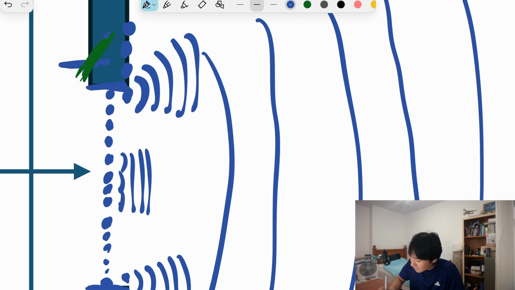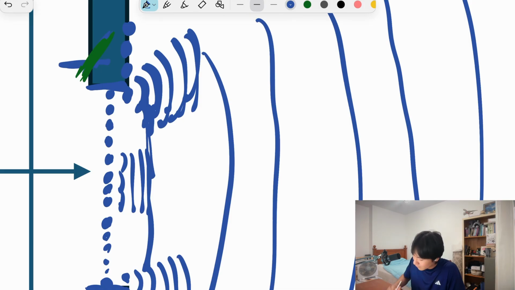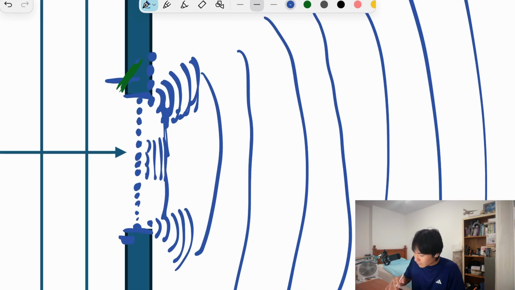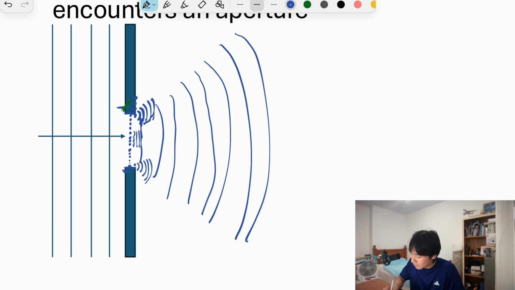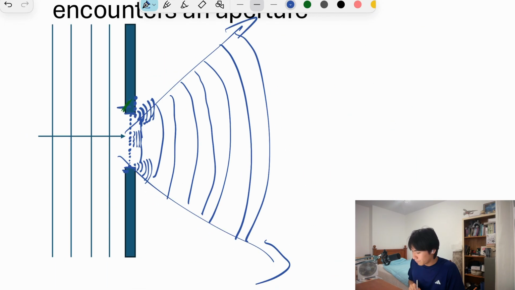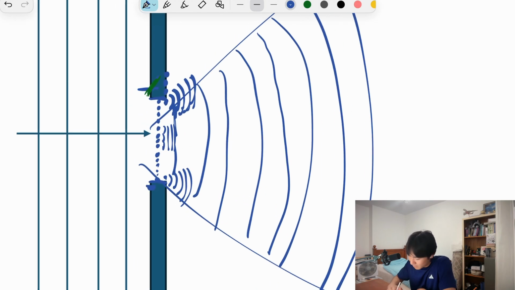Here, the wavelets at the edge don't interfere, right? Down here they interfere and make a straight line. That's why the waves spread out in a manner that they diverge out, basically. That's what I'm trying to say. I hope that explanation is clear.